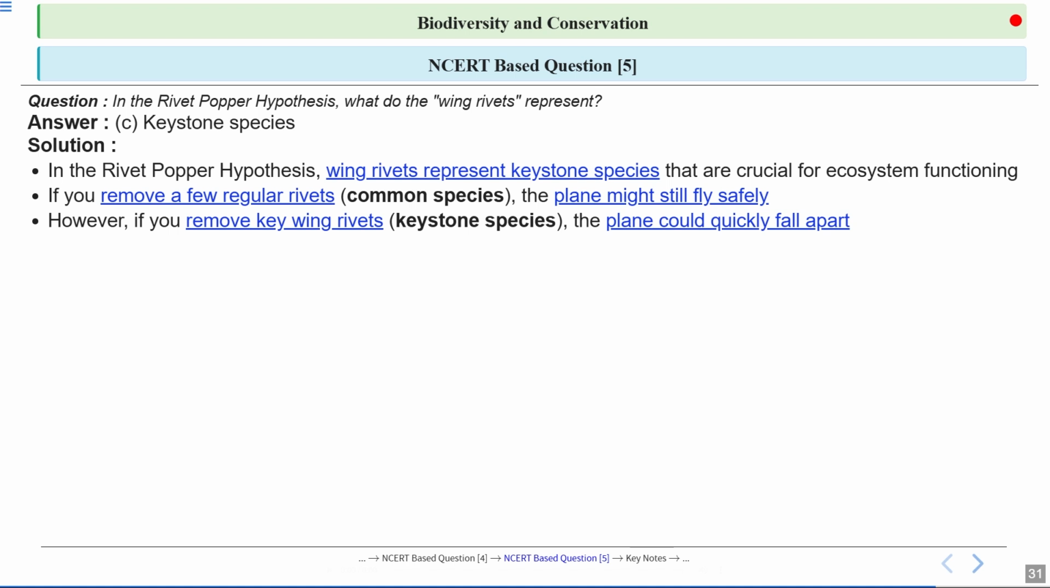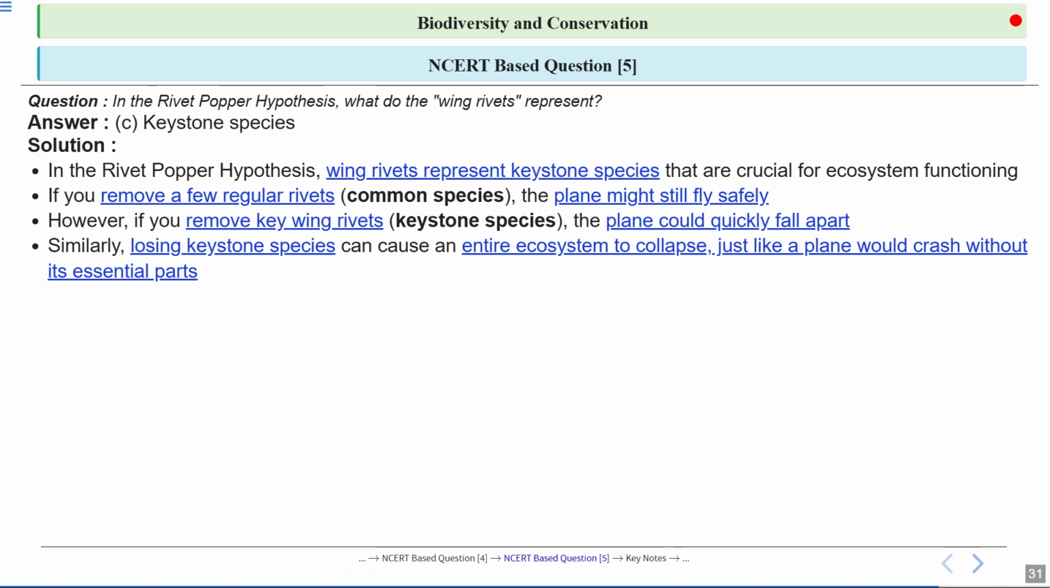These are some specific, very important rivets, and these represent the keystone species. In this case, the plane will quickly fall down and the ecosystem will also fall apart quickly because these are the keystone species. Clear? Similarly, losing keystone species can cause an entire ecosystem to collapse, just like a plane would crash without its essential parts.